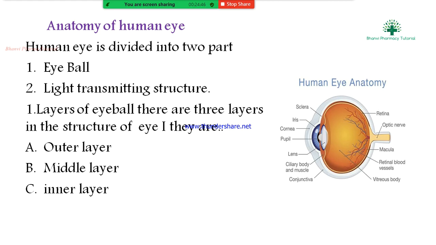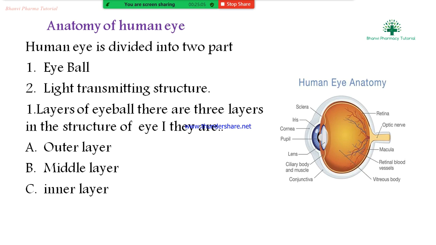Next, the anatomy of the human eye. What is the anatomy of the human eye? The eye is divided into 2 parts. First one is the eyeball, second one is the light transmitting structure. First one is the eyeball. You see the diagram.